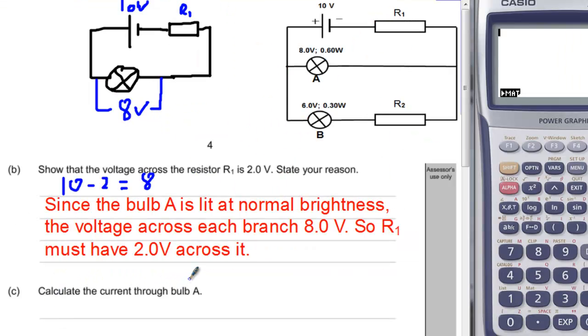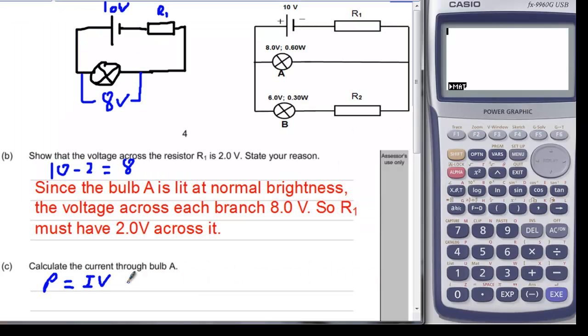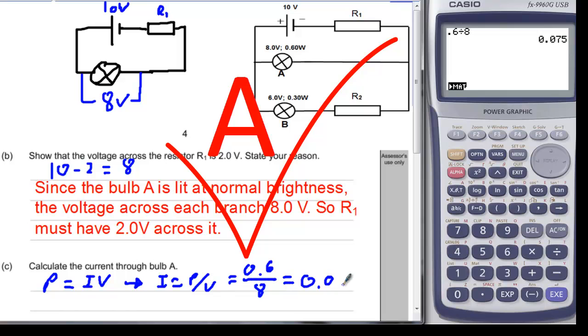C. Calculate the current through bulb A. Look at our formula sheet. Power equals current times voltage. Since we're looking for the current, we can rearrange that to be I equals power divided by voltage. We know the power is 0.6 watts. The voltage across it is 8 volts. Type that into the calculator. 0.6 divided by 8 equals 0.075 amperes.